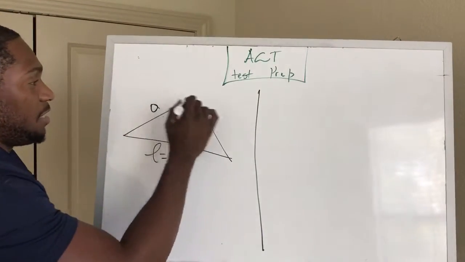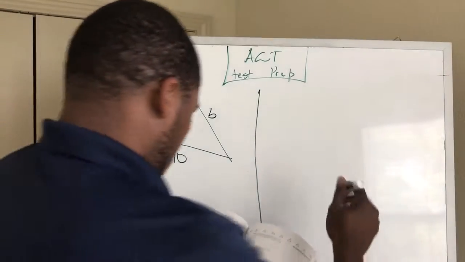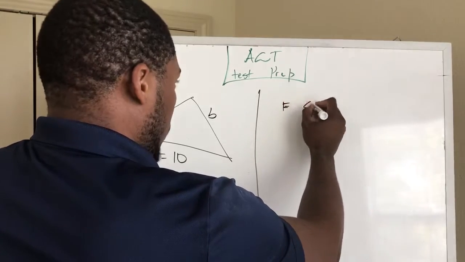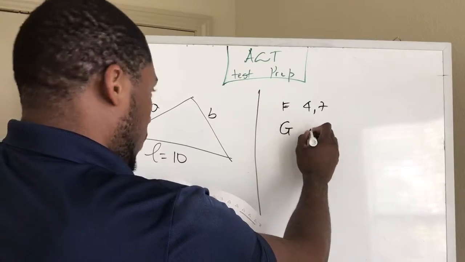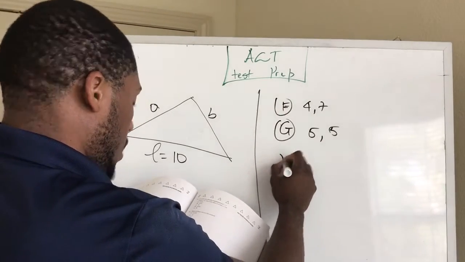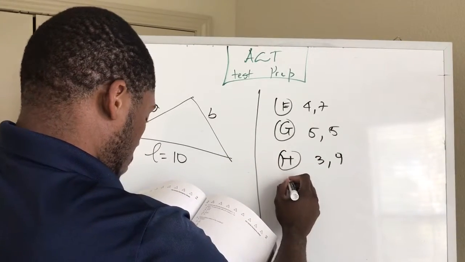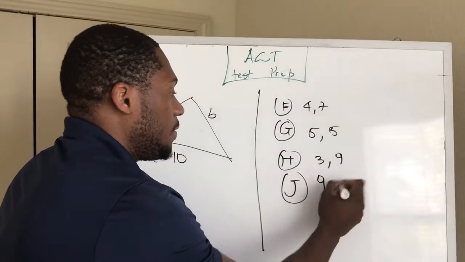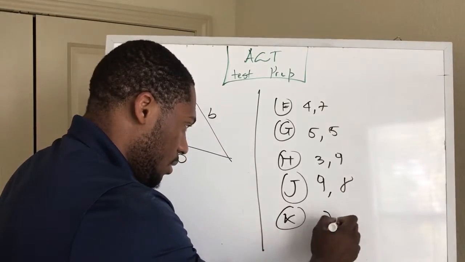So we have a side here, A and B. So let me put in the answer choices. That would make it easier. So choice F is 4 and 7. G is 5 and 5. And then H is 3 and 9. J is 9 and 8. K is 7 and 6.